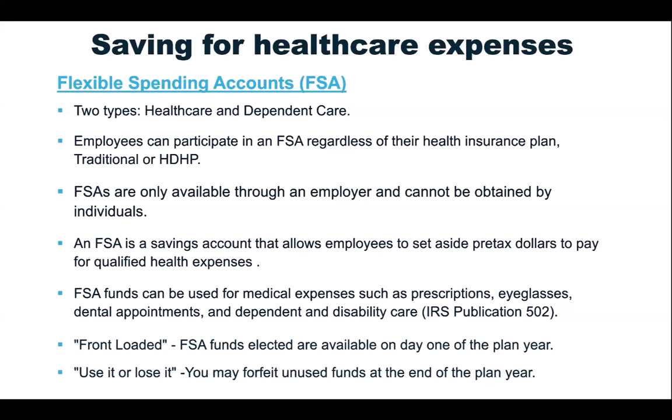One of the upsides to an FSA is it's what we call front-loaded. So you make your election of how much money you want to contribute to the FSA for the total of the plan year, and all of those funds get front-loaded into your FSA account. So again, using the university as an example, our plan year starts on July 1st. We make elections in May. So if I elect, let's say, $3,000 during our open enrollment, which we'll talk about, on July 1st, that $3,000 would be available to me.